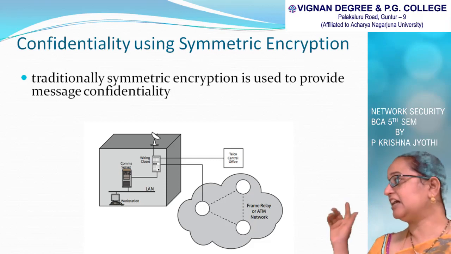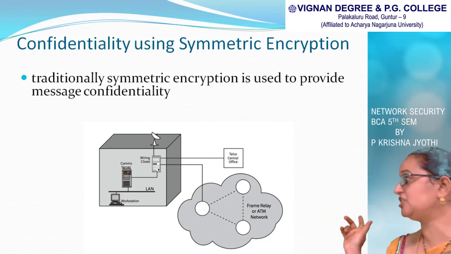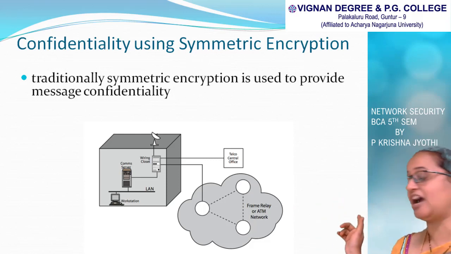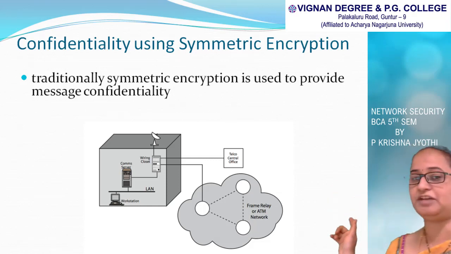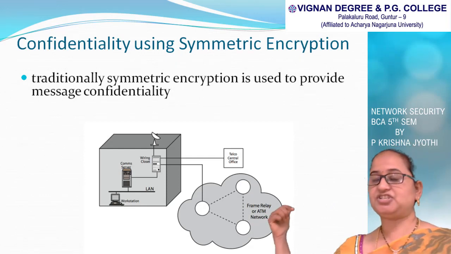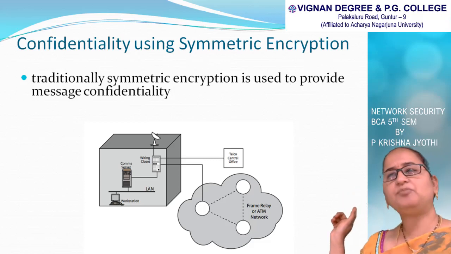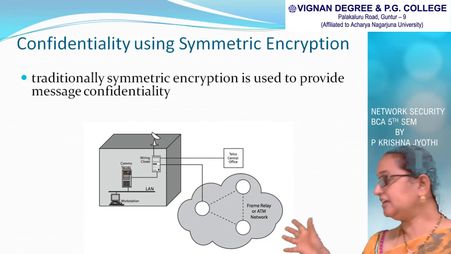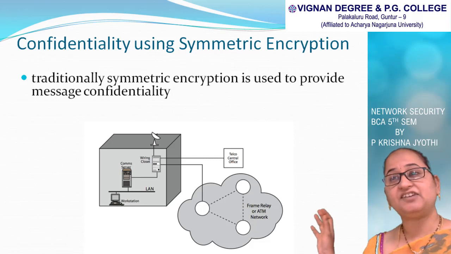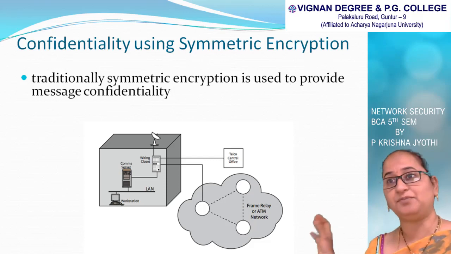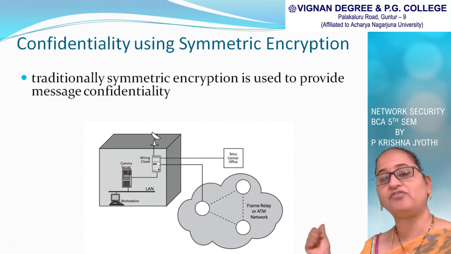For representing that, consider this diagram. Here it is an organization. If we observe clearly, the diagram consists of three parts: one is a workstation, another is the telecom central office, and another is a frame relay or an ATM network. Here in this organization, we have to identify the places where there is a chance of vulnerability.